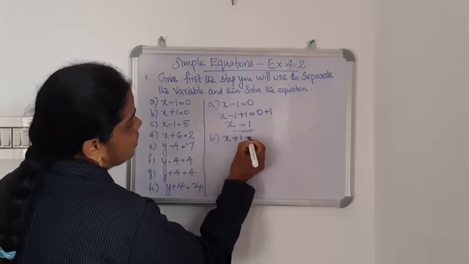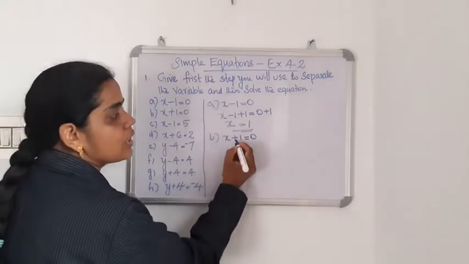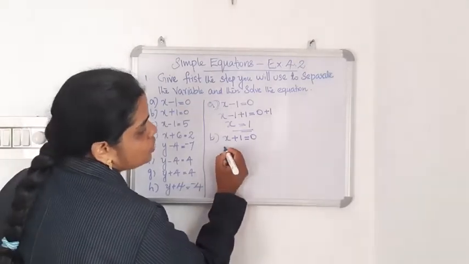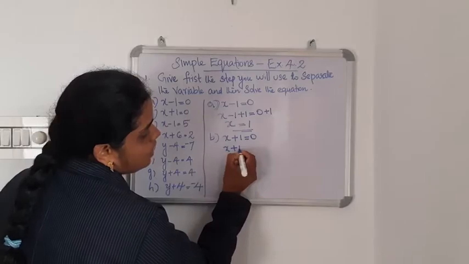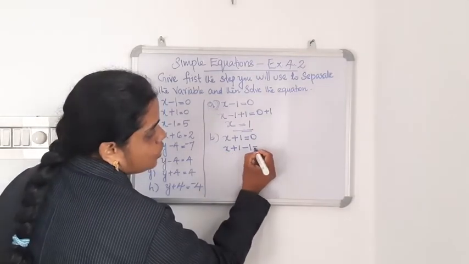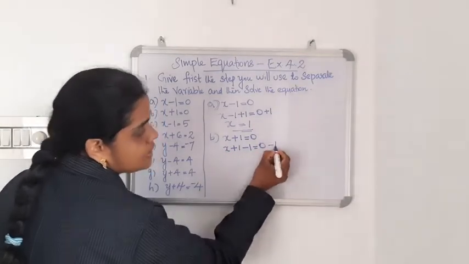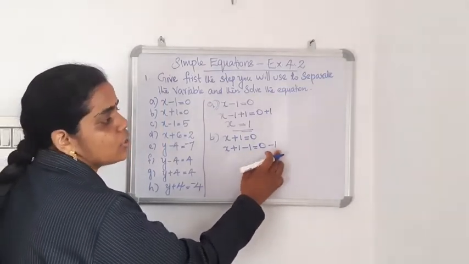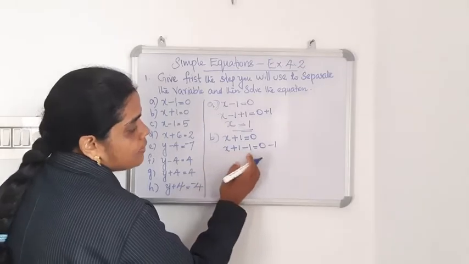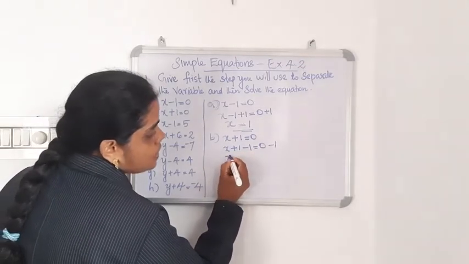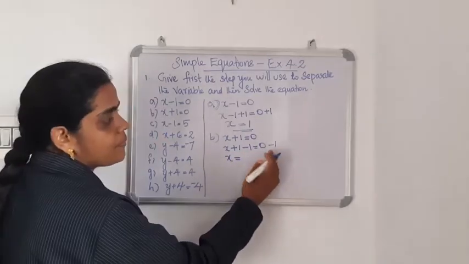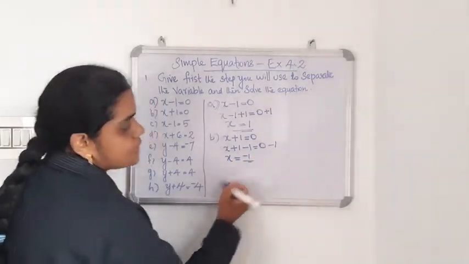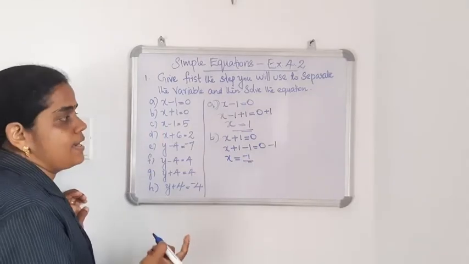x plus 1 equal to 0. Here it is plus 1, so the first step is minus 1. So x plus 1 minus 1 equal to 0 minus 1. Here we subtracted, so on the right side also we need to do the subtraction. Then plus 1 and minus 1 become 0. So x itself, 0 minus 1 is minus 1. So the answer is x equal to minus 1.